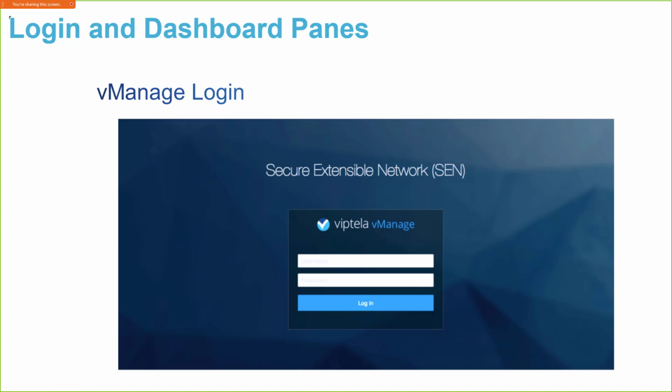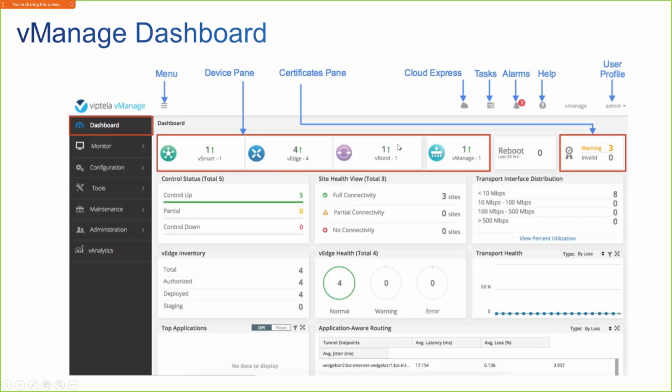So the first thing you're going to do is, of course, log into the platform and connect to the vManage NMS through a standard HTTPS connection. The default username and password in this particular case is admin and admin, but obviously you'd probably want to change that. Once you get in, you're going to see your overall dashboard.